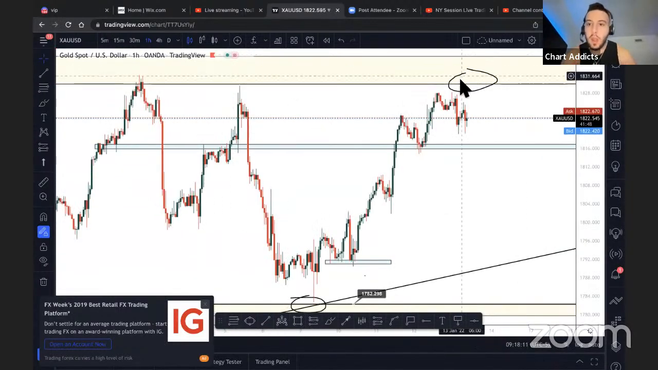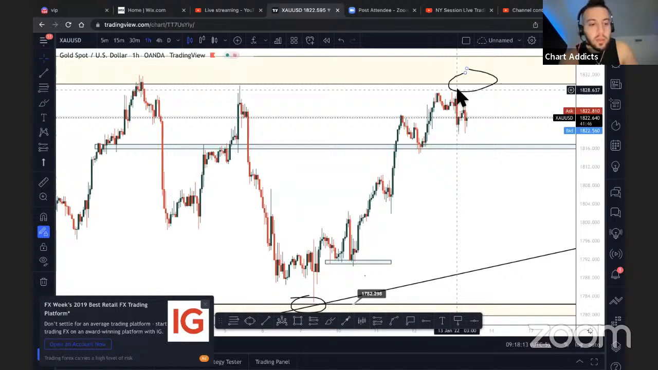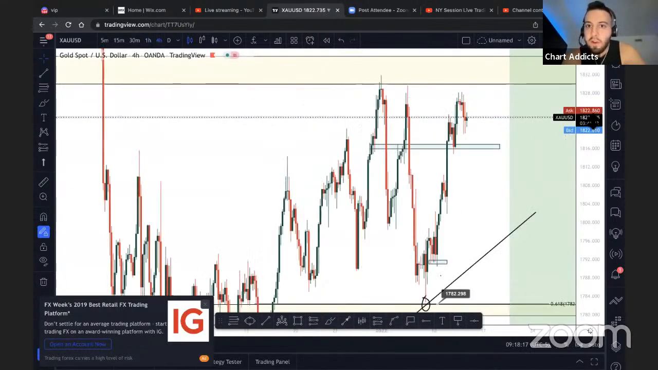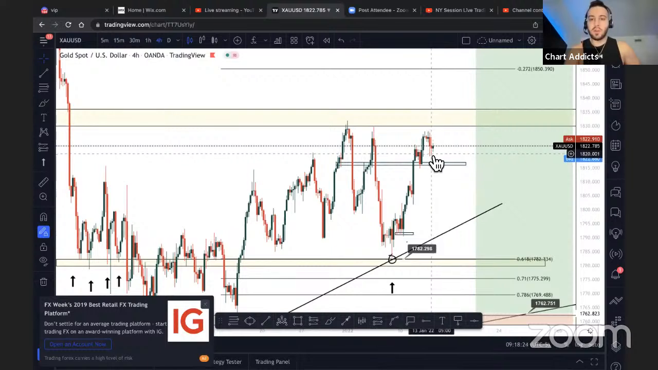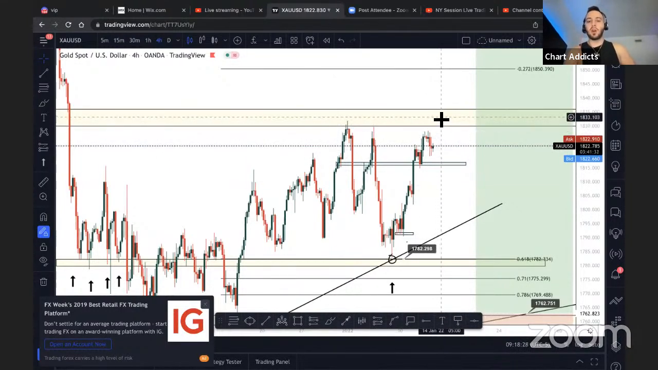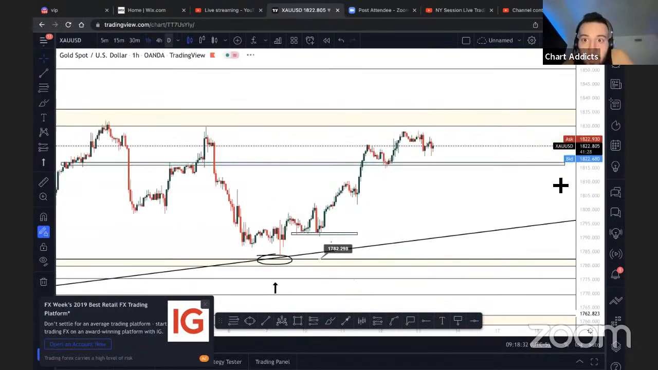We'll do gold. Gold didn't hit my 1830 target, which was kind of like the higher time frame target. Nice triple top is what I was expecting. But price is still forming higher lows. Okay, so as long as it continues to form higher lows, I think that we can continue to push up at least one more time. So maybe something like this.